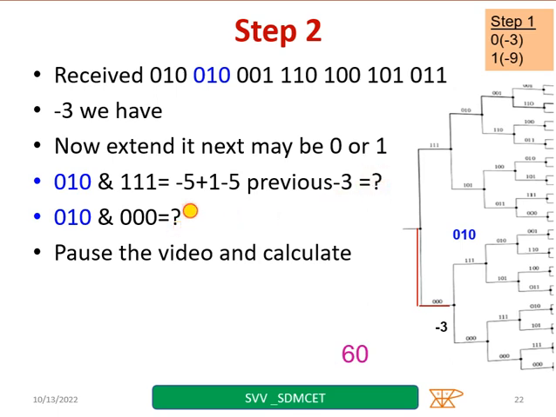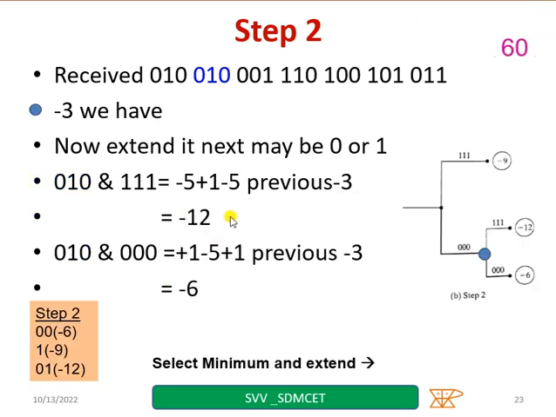Similarly, pause the video. Calculate for 0, 1, 0, 0, 0, 0 considering the previous minus 3. You can take 1 minute and do it fast. If you do it in parallel, you will get the confidence that you can do it in the exam also. Now the answers are: I got this is minus 2, this is minus 6. If your answers are also the same, very good. Again arrange them.